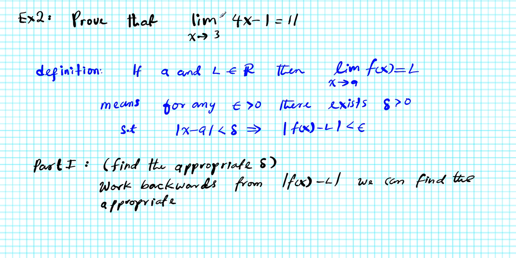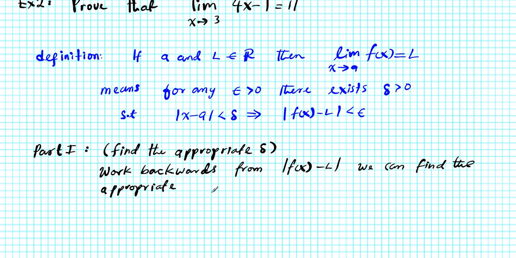So let's narrow it down to this problem. What is f of x? What is a? What is L in this problem? Let's define what they are and then use these actual figures to solve the problem. A is what the limit is approaching. X is approaching 3, so we have a equals 3. L is the limiting value for the function as x approaches that value, which is 11.